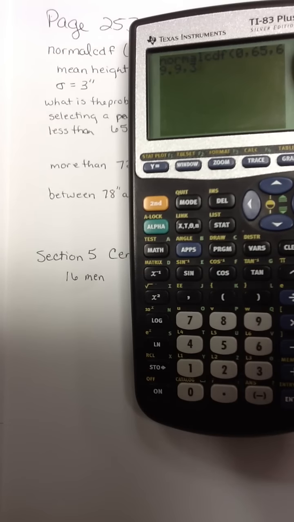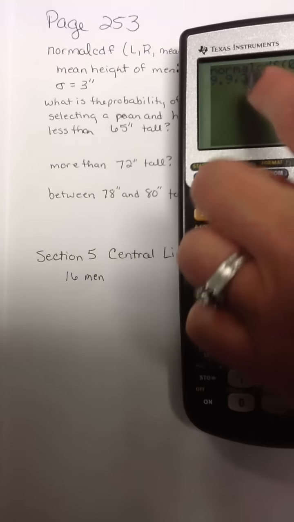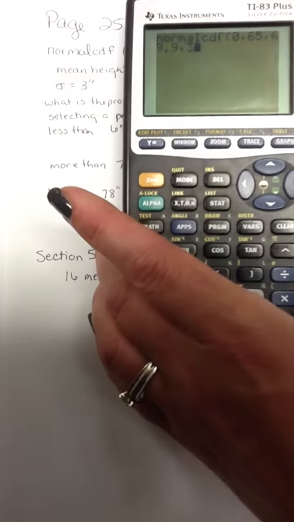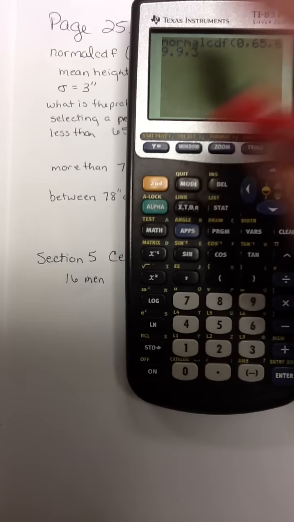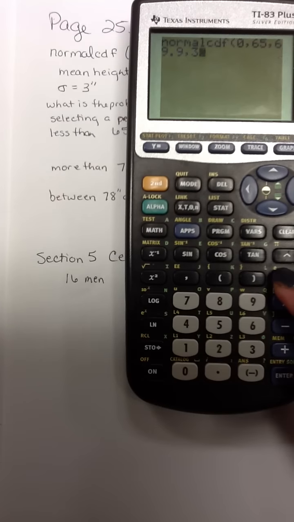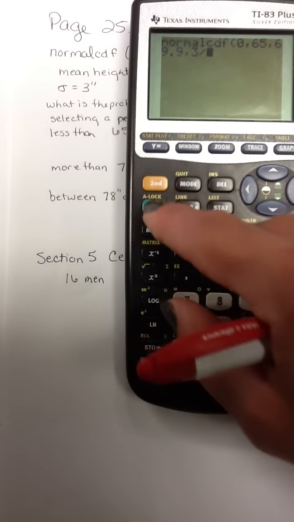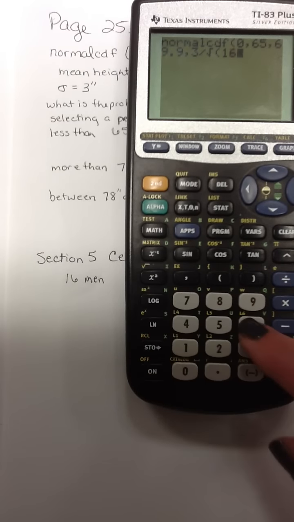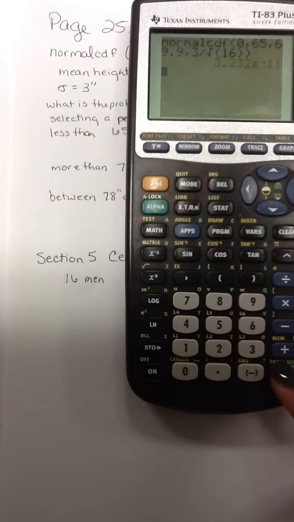Now, what's different here with the 16 men is the standard deviation changes. So as you read in your book, the one number we need to change is this one. So what we're going to do is divide that by, now I know you know the square root of 16 is 4, but I'm still going to put it in as the square root of 16. And then I'm going to close off my parentheses and hit enter.